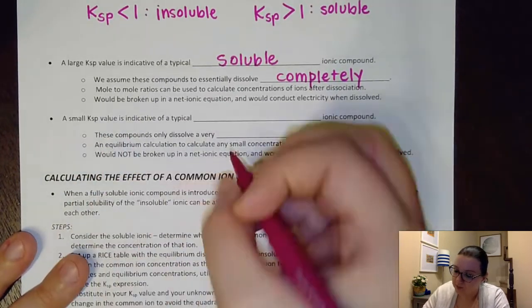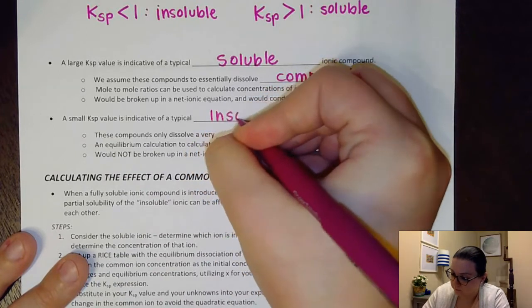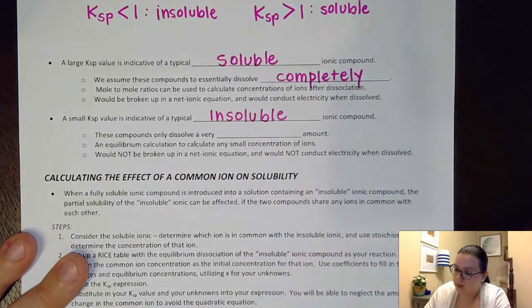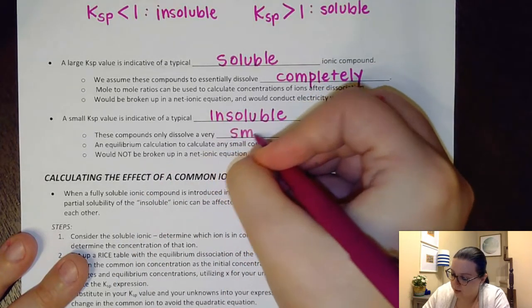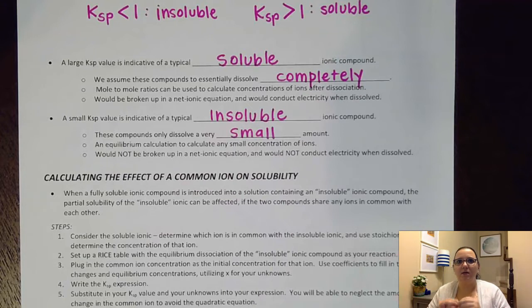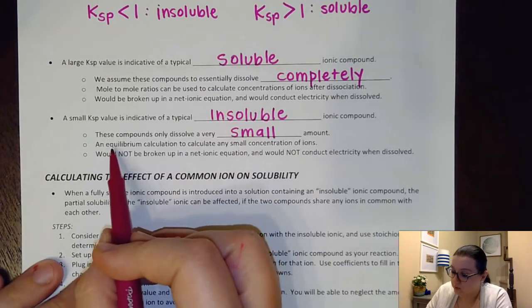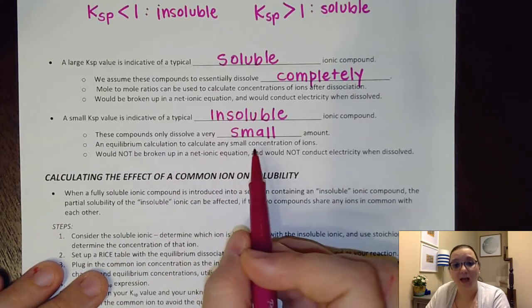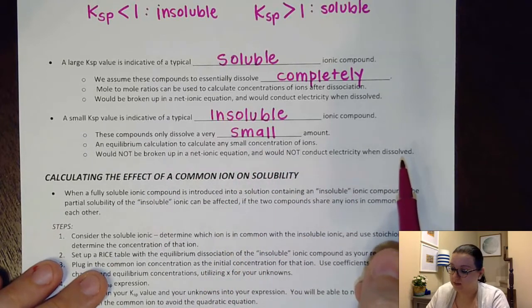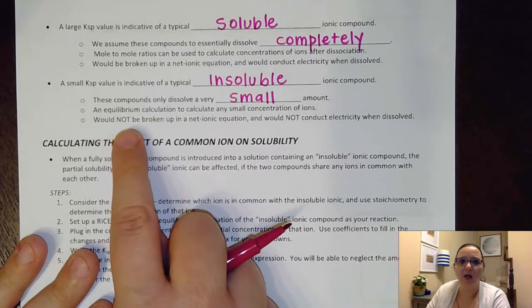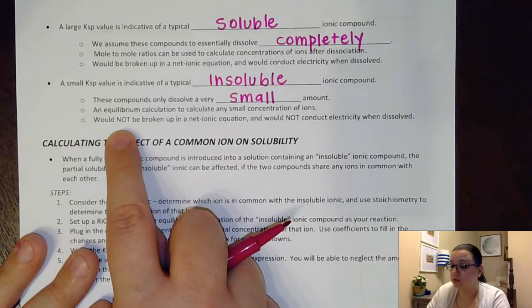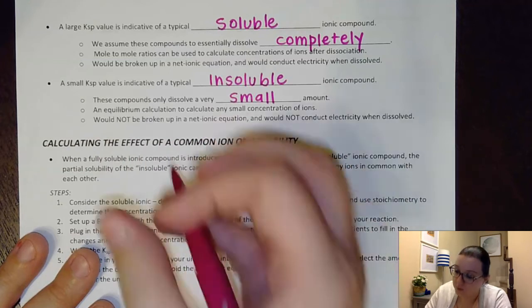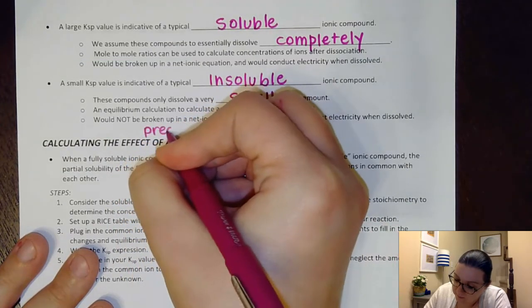However, if we have a small Ksp value, that's going to be an insoluble ionic compound. These compounds only dissolve a very small amount. However, it is not enough to be considered a significant process like in a reaction. So that's going to play a role here in a minute. We would use an equilibrium calculation, some sort of RICE table and the Ksp value, to calculate any concentrations of the ions that we would have. Because it's not a major player in a reaction, we would not break it up in a net ionic equation. We would leave it together as a precipitate.